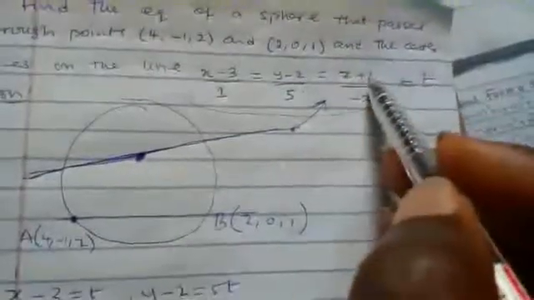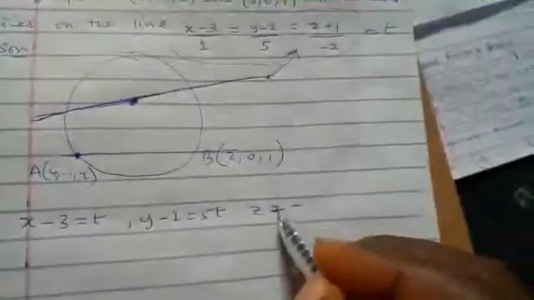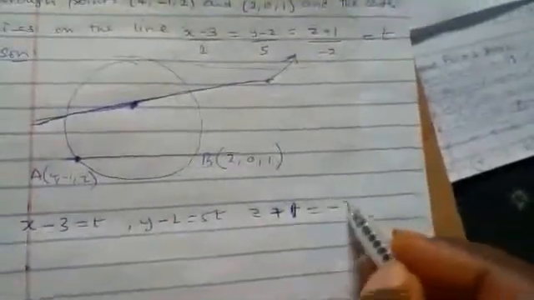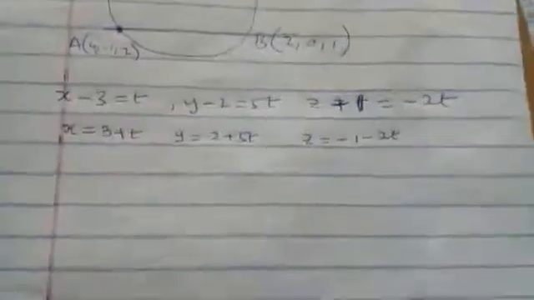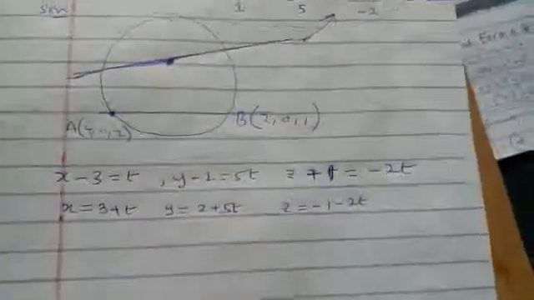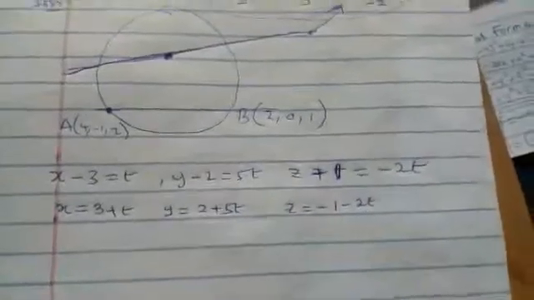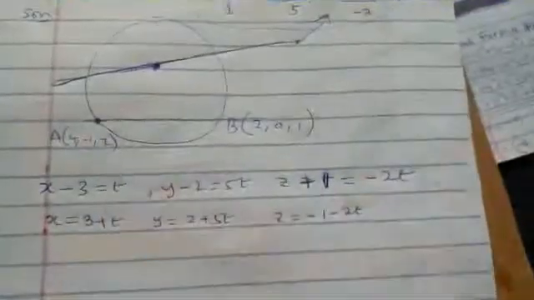The second one will be y minus 2 is equal to 5t. This one will be z plus 1 is equal to minus 2t. So from this, if you make x, y, z the subject of the formula, we have successfully expressed this line in its parametric form. So any point on that line must satisfy this straight line.